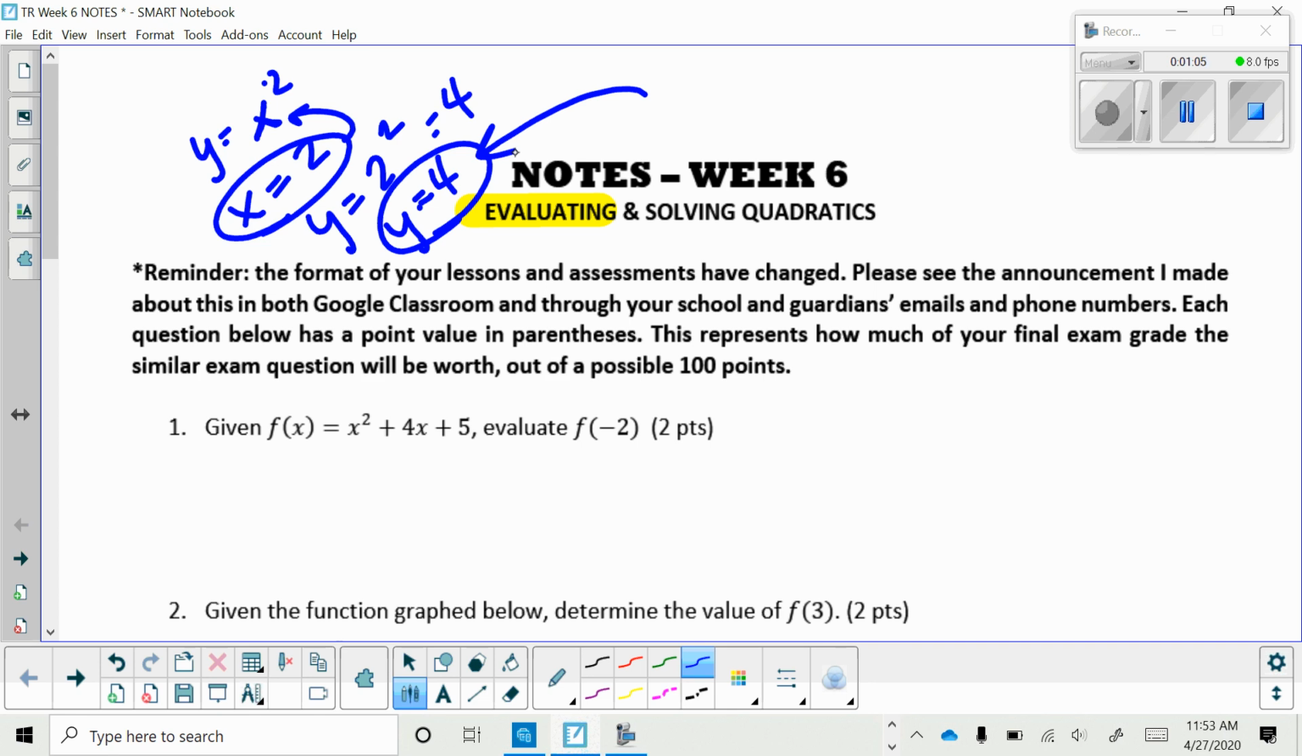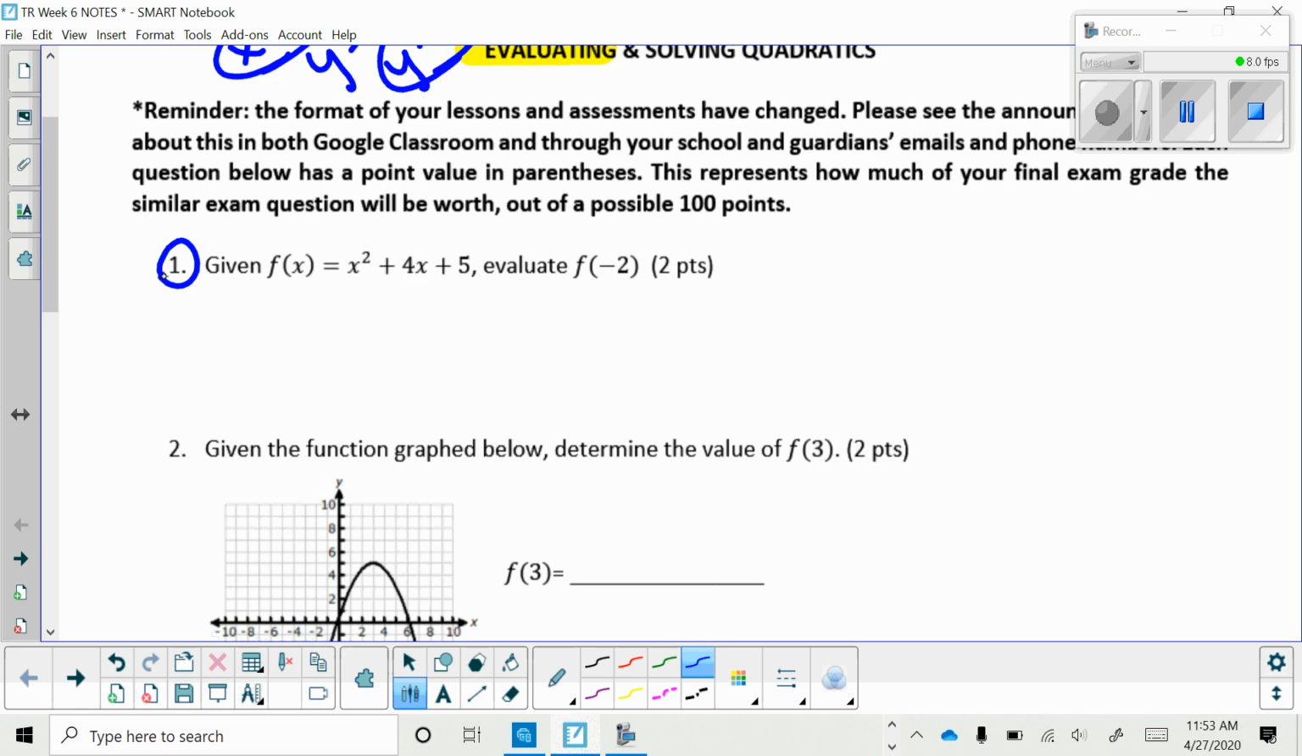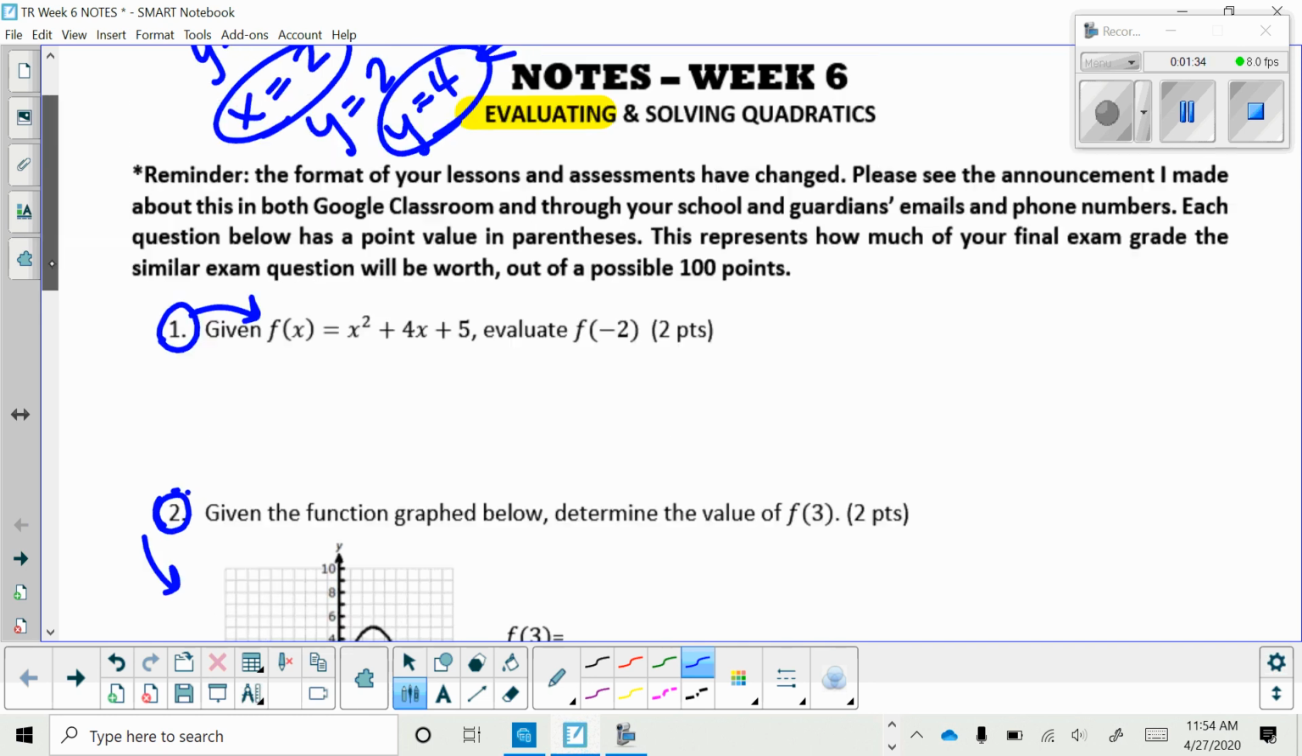We're going to evaluate today two different ways. One is number 1 here, using a function, an algebraic form. And the second way is down here, using a graph. Both ways, you're still finding the y value when you're given the x value. It's just written or displayed in different forms. So let's talk about number 1 first.